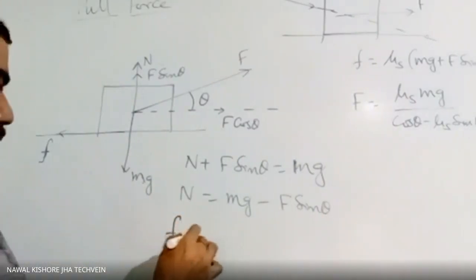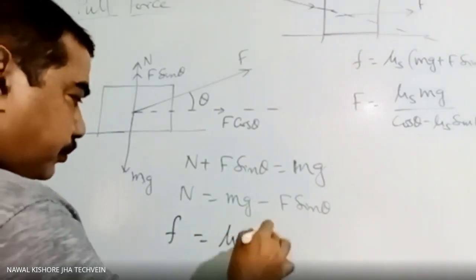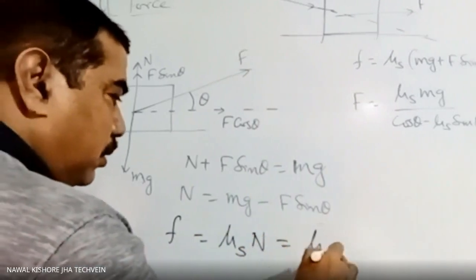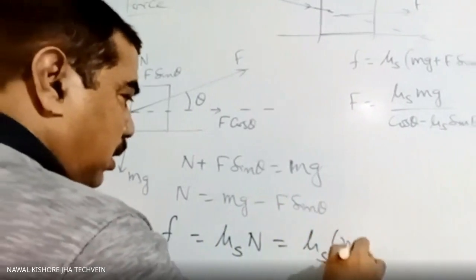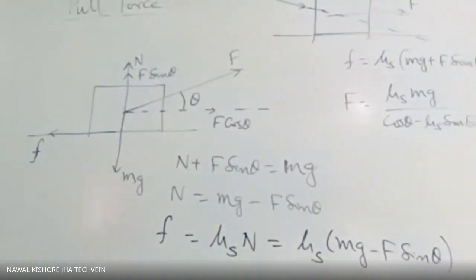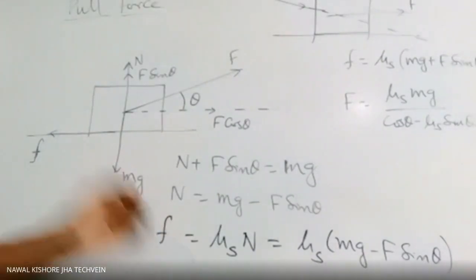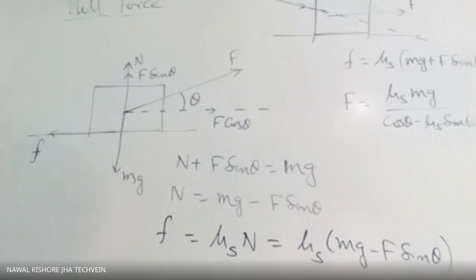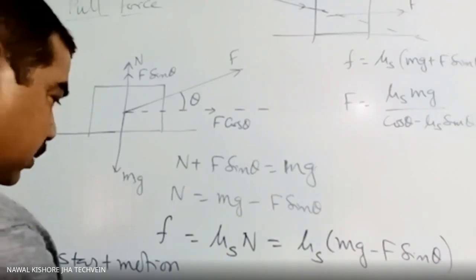So this friction will be how much? Mu s times N, mu s times (mg minus F sin theta). So this F cos theta must be equal to this friction in order to start motion. So to start motion, what is the condition? This F cos theta must be equal to Fs or F.